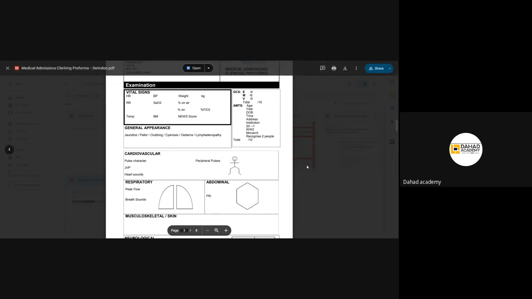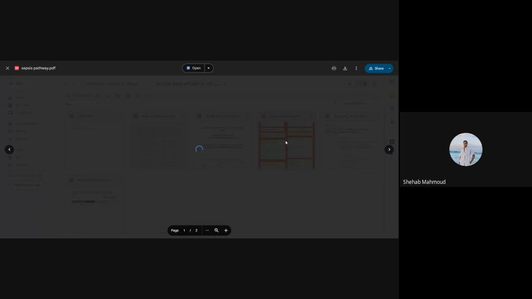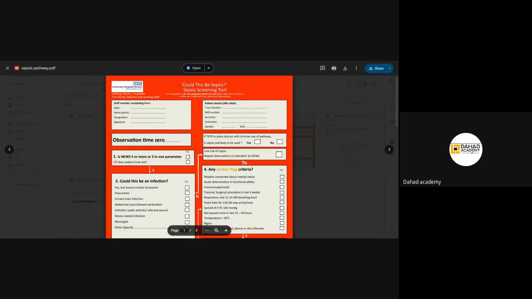No, good. So why do we need to take the vital signs for this patient? Do you remember? Do you remember this picture? What's that? Sepsis protocol. Sepsis pathway. Yes, sepsis pathway.